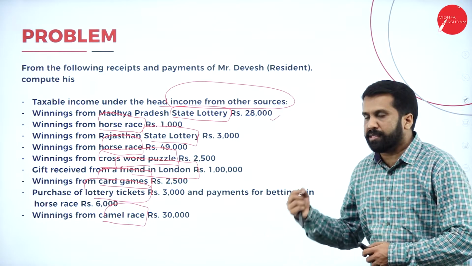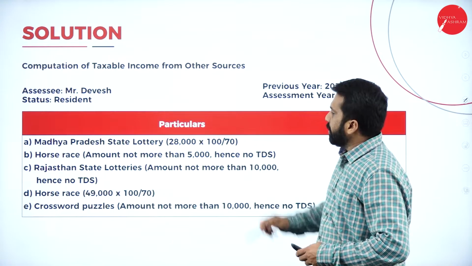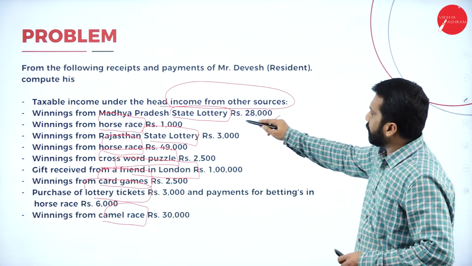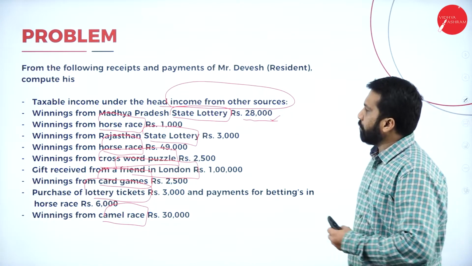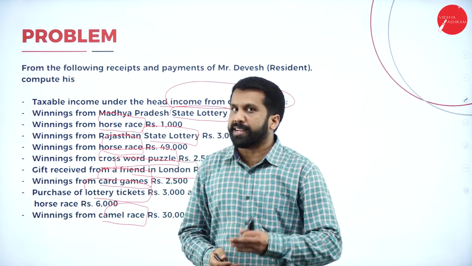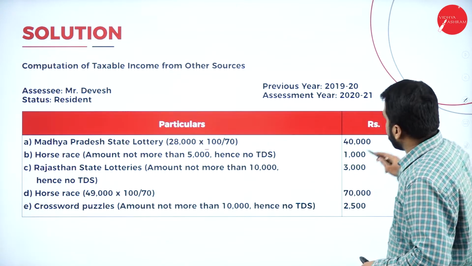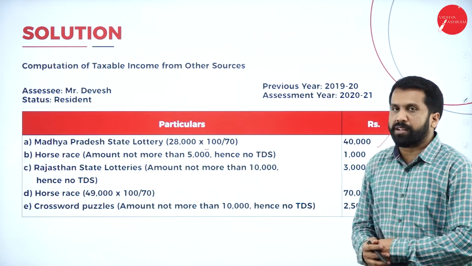How to solve this? Simple one, like Madhya Pradesh State Lottery. They have given the amount 28,000. We have to assume that whatever income is given, that is net after tax. That's why we are supposed to do 28,000 into 100 by 70, and your answer is 40,000.